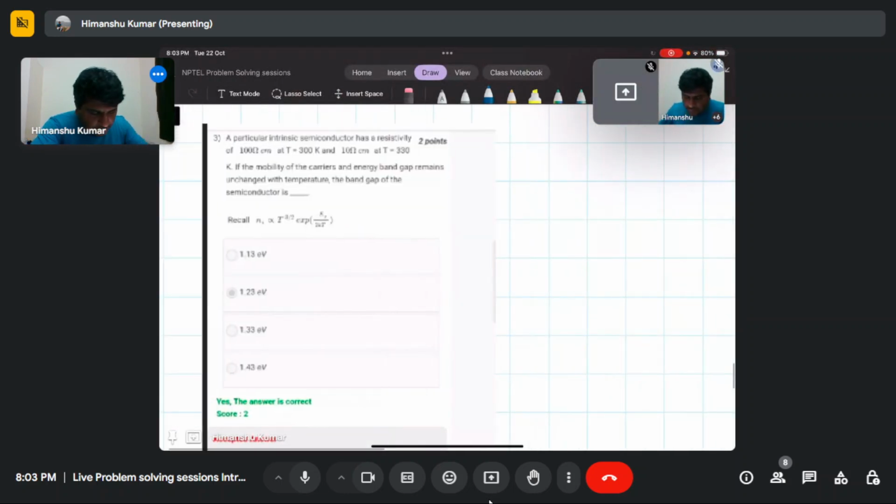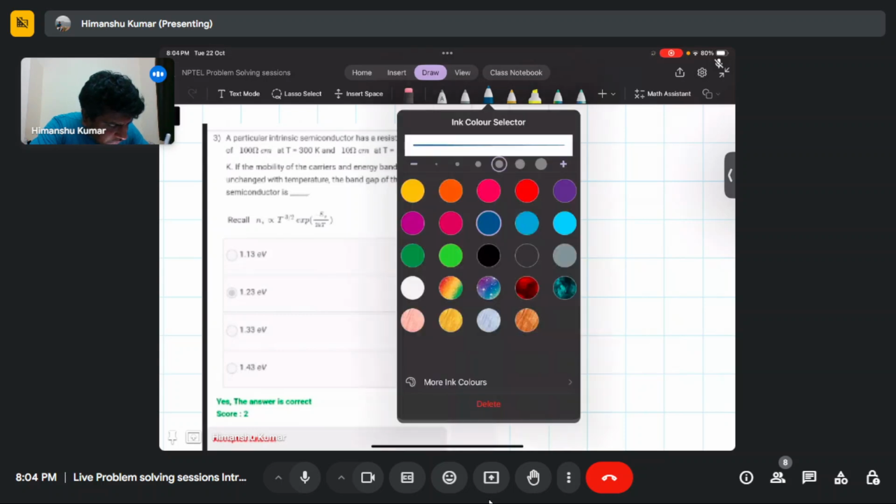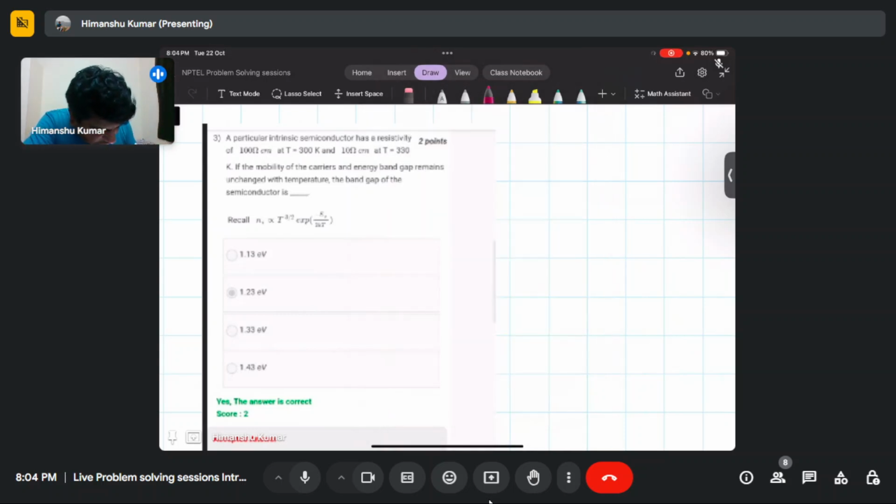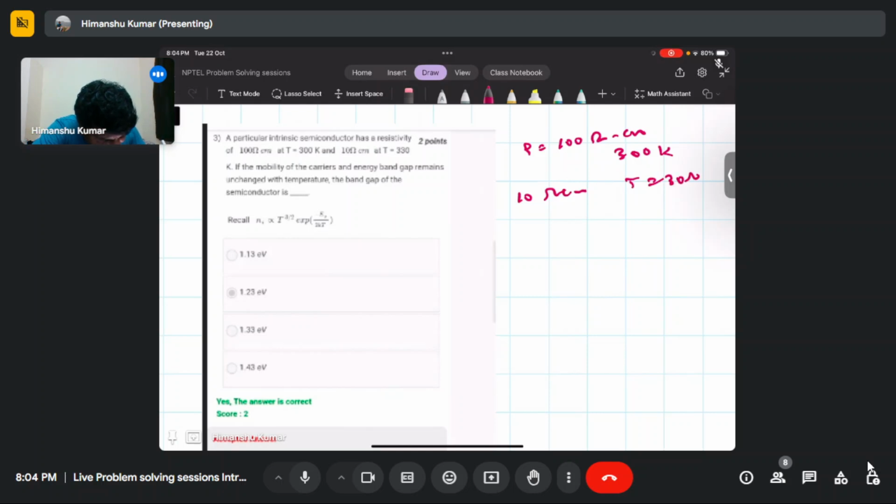So this question talks about a particular intrinsic semiconductor that has a resistivity of 100 ohm centimeter. Rho is given as 100 ohm centimeter at 300 Kelvin, and 10 ohm centimeter at 330 Kelvin. If the mobility of the carriers and the energy band gap remain unchanged with temperature, the band gap of the semiconductor is?